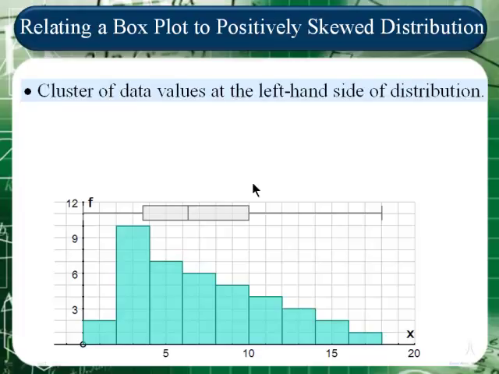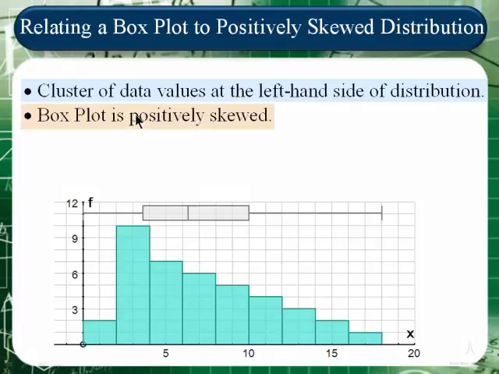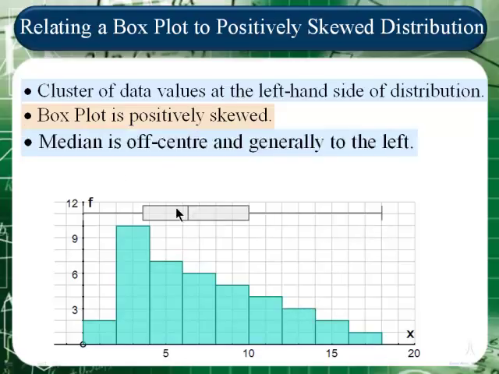There's a cluster of data values at the left hand side of the distribution. So there's a lot of smaller values. The box plot is positively skewed. You see, it's sort of dragged out to the right. The right whisker is very long. The median is off center. It's more towards the left.